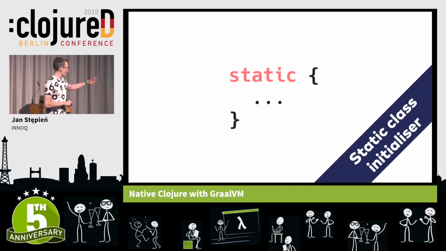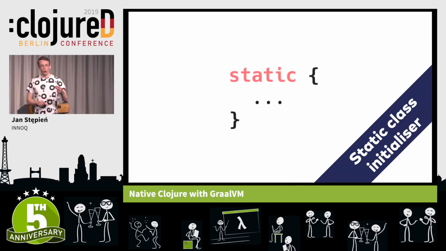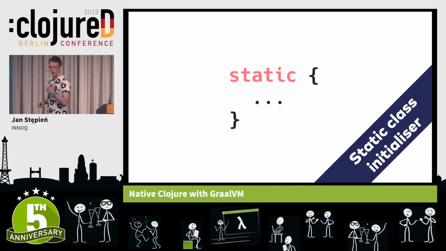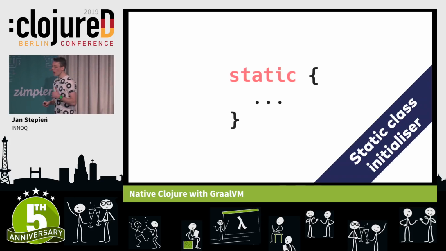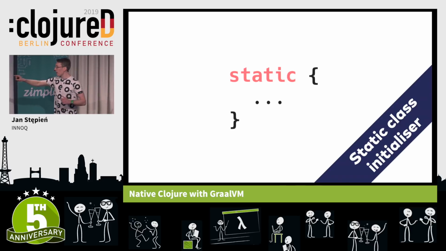Static class initializers are a normal part of Java classes. You can have this piece of Java class, a bit of code, which is executed the moment you load your application into the memory, when the class loader reads your class. And Clojure is doing a whole lot of work in those static class loaders.